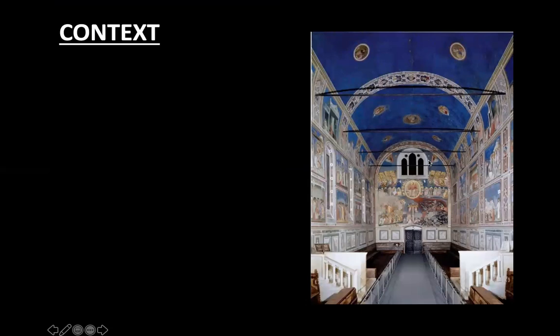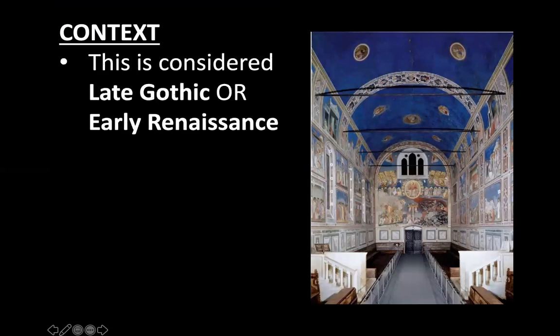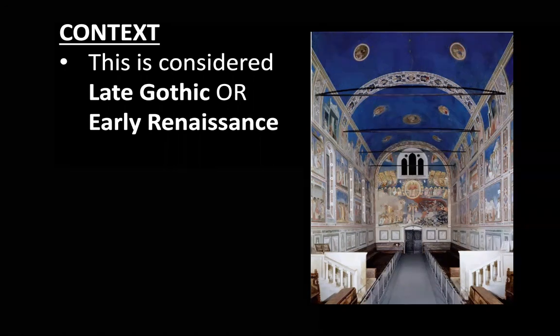Some context about the time period. This is considered both late Gothic or early Renaissance. Giotto is going to be our bridge to bring us into the next movements. Just like Polyclitus's Doryphorus was really important for how it changed art history, the way Giotto paints influences so many artists at this time period that he is going to help bring in the Renaissance.